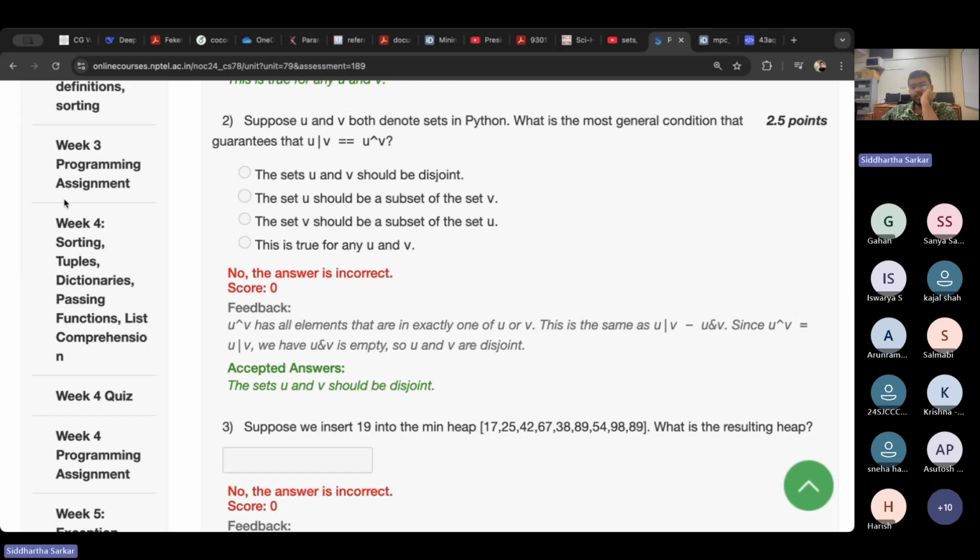Suppose we insert 19 into the min heap 17, 25, 42, 67, 38, 89, 54, 98, 89. Then what is the resulting heap? So you try to construct the heap after insertion. So you take a few minutes, try to construct the heap and try to do the insertion operation. I'll give you a few minutes, then we can talk.